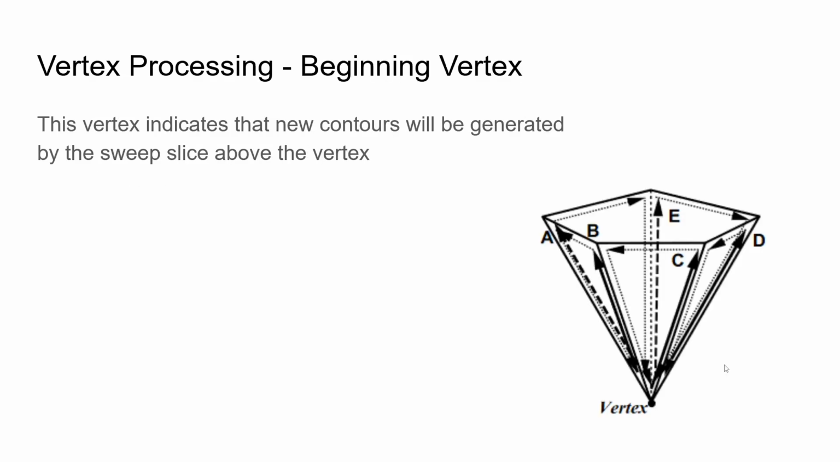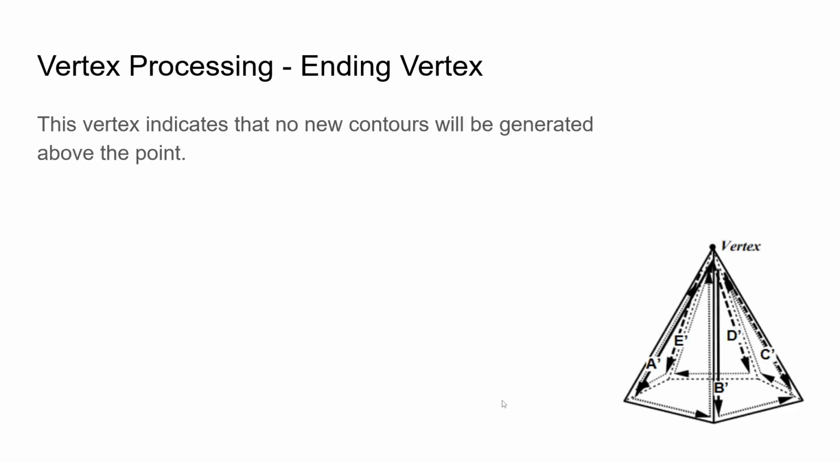A beginning vertex, hence the name, is a vertex like this guy right here. And remember, our slicers typically go from the bottom up, so they're starting at the bottom of the screen up to the top. When we get to a beginning vertex, that means new contours will be generated by the sweep as it goes up. So once we go past this vertex, new geometry is going to be generated. No surprise, we have the opposite, right? We have the ending vertex.